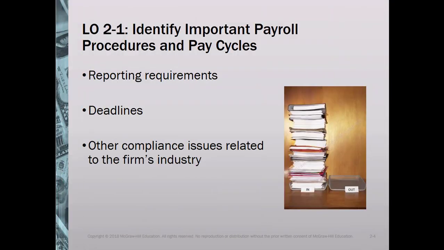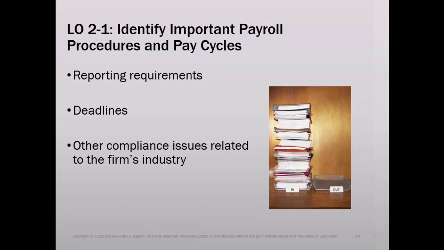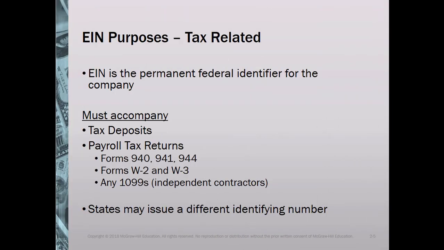So we need to talk about payroll cycle procedures and pay cycles. So we've got reporting requirements, we've got deadlines, and we need to be compliant with industry standards. So, first order of business, all new businesses must get an EIN. That's basically the company's social security number. So it's the employer identification number, and you must put your EIN on all your tax deposits.